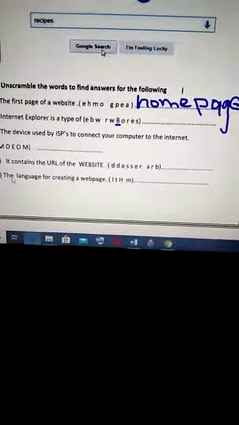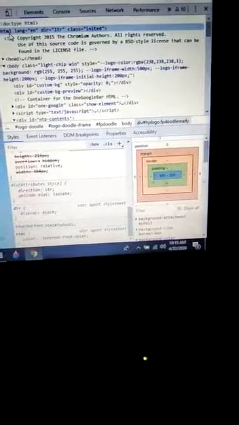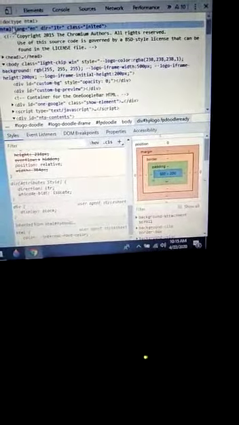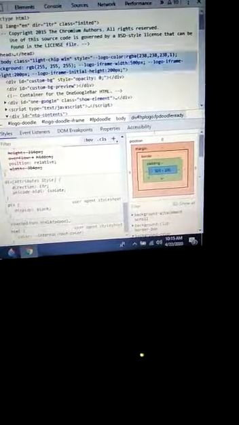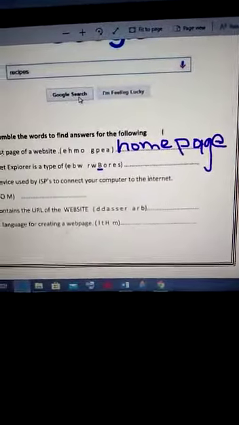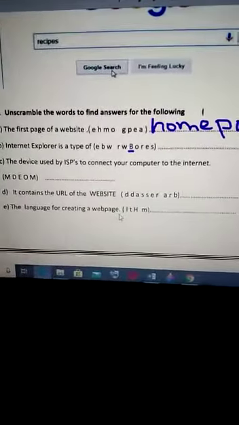Okay, the next question is: the language of creating a web page. Here you can see a web page. This is the Google page. Here you can see they write the HTML because they design this web page with HTML coding. So in this way we got the information that the language of creating a web page is HTML. In this way you will unscramble the hidden information.